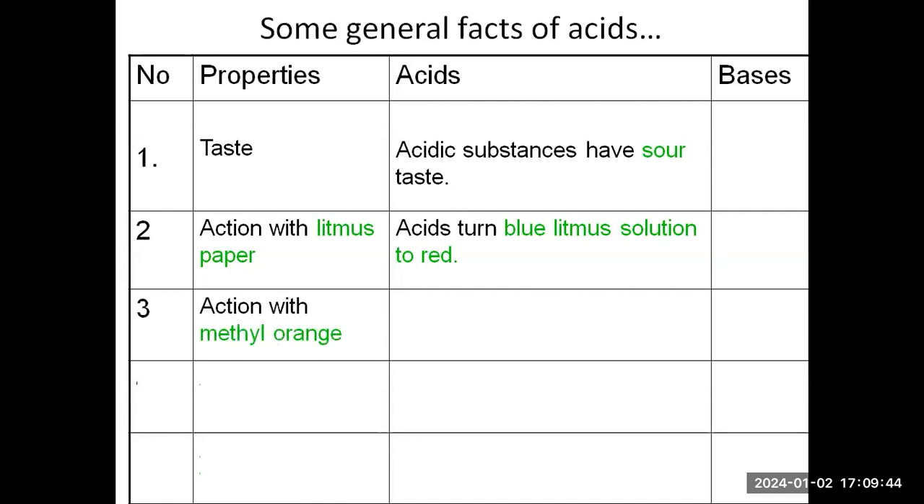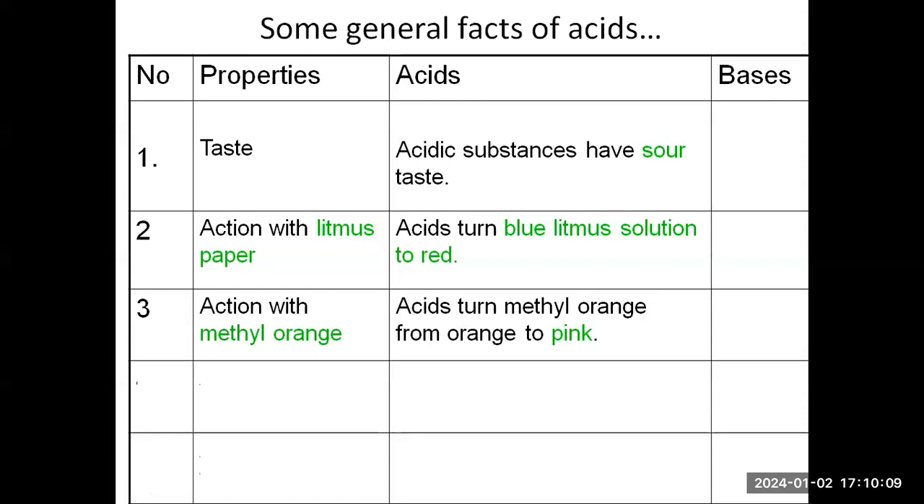The third one is methyl orange. Methyl orange is a synthetic indicator, which again indicates whether the given substance is acid or not. The moment it changes the color from orange to pink when in contact with the substance, then we get to know it is acidic in nature.